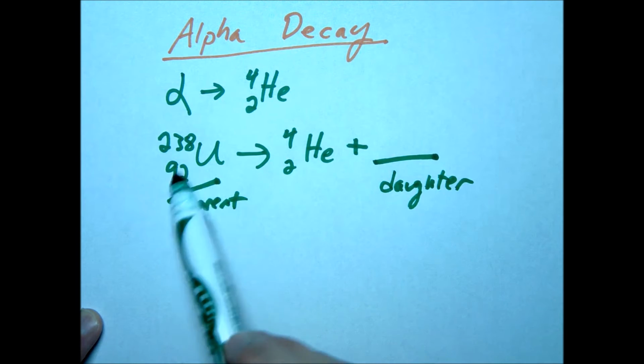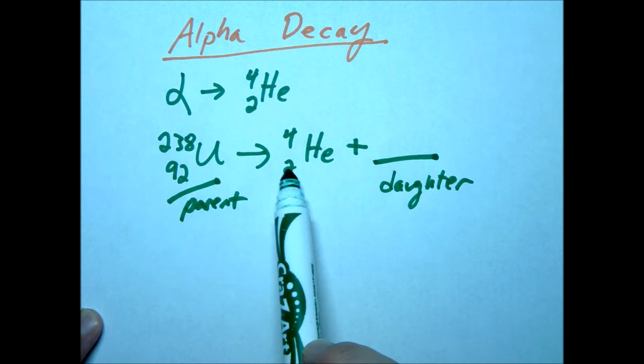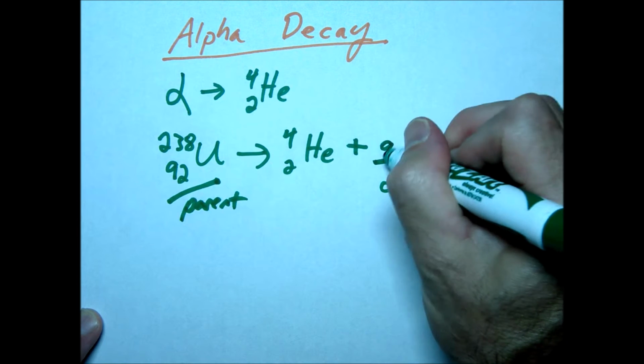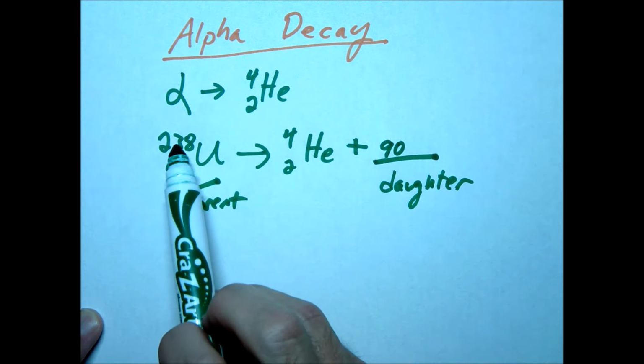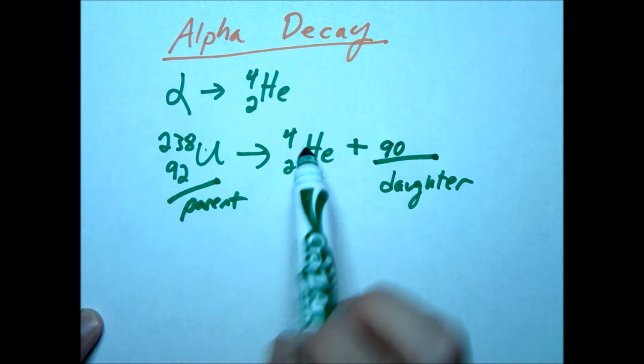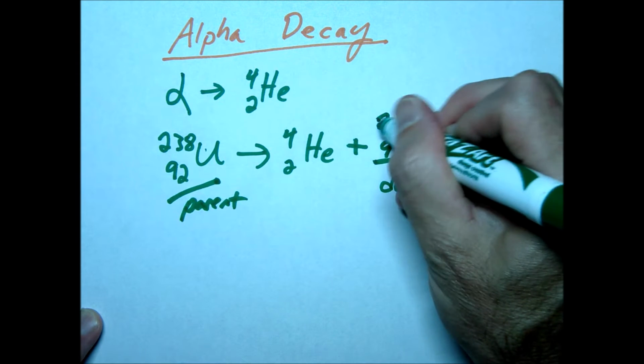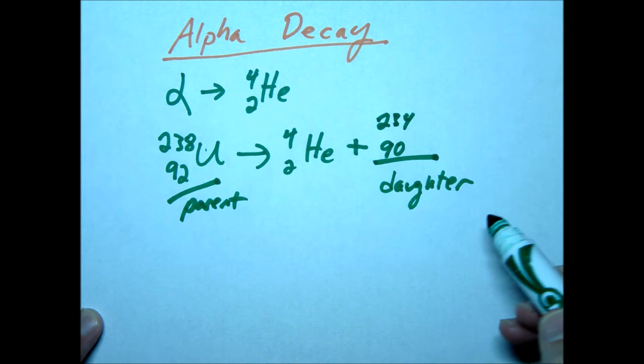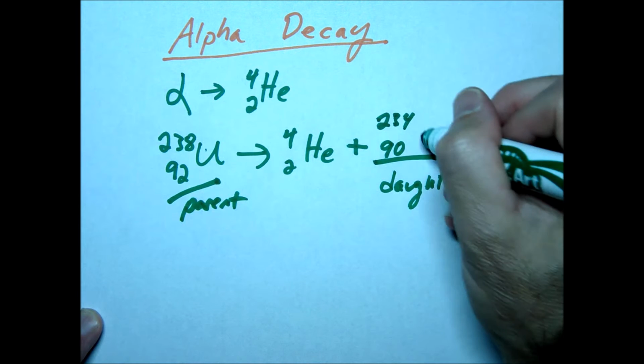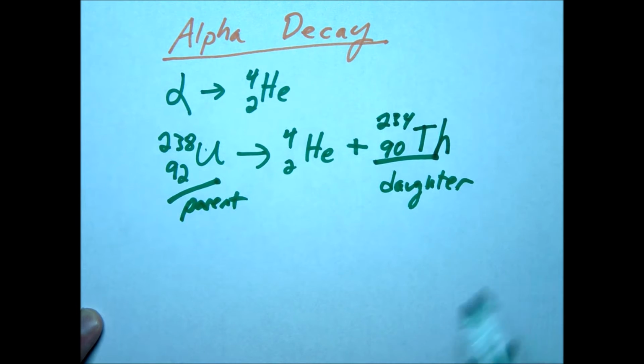So we're just going to simply subtract here. 92 protons minus 2 means we're now going to have 90 protons. And then 238 nucleons minus 4 nucleons means we're going to have 234 nucleons left over. And again, you look at your periodic table, you find out that's going to be thorium, and you can write it like this.